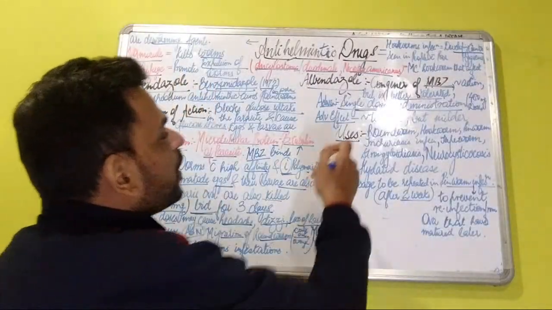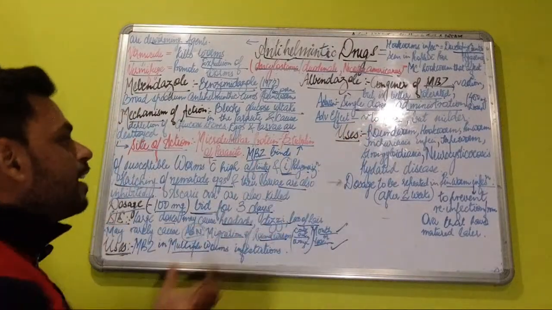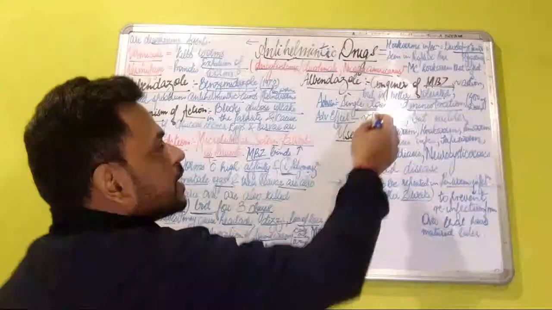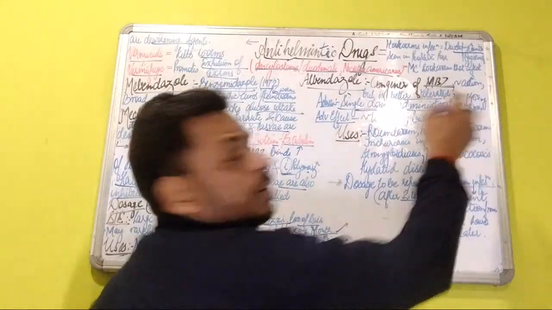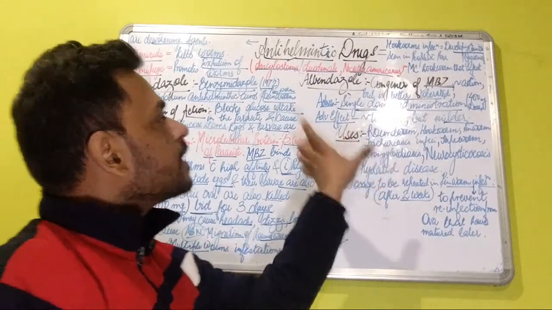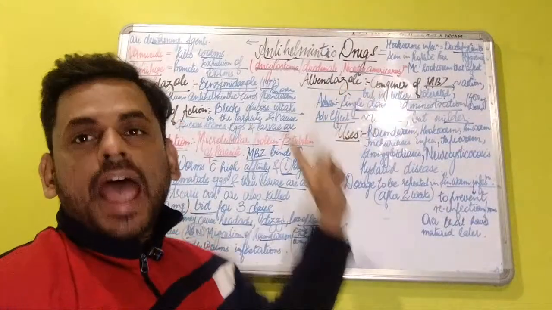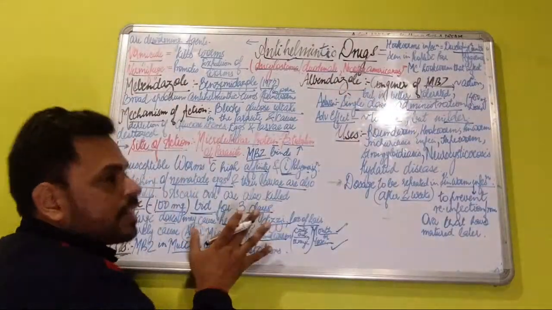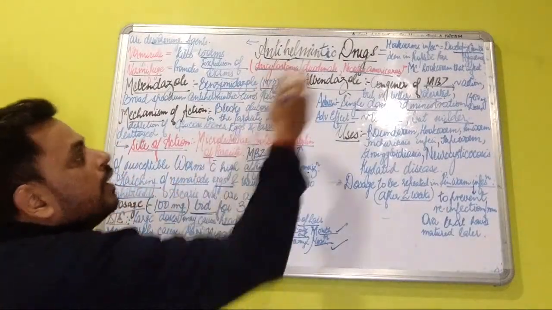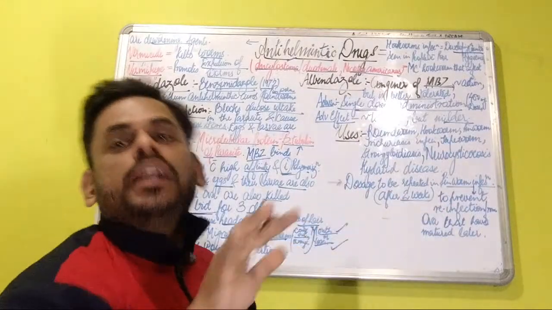the mebendazole, and similar side effects can be seen like headache, dizziness, loss of hair. But whatever side effects were seen in mebendazole, these adverse effects are seen to a lesser extent in the case of albendazole. These side effects are still present, but to a lesser extent.